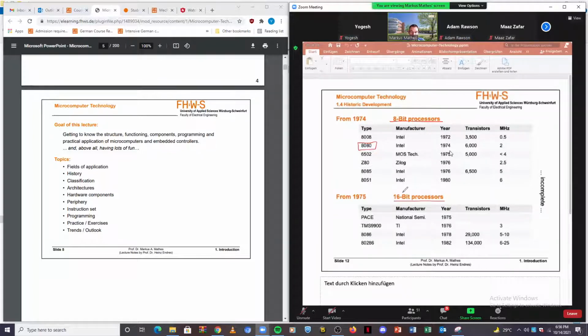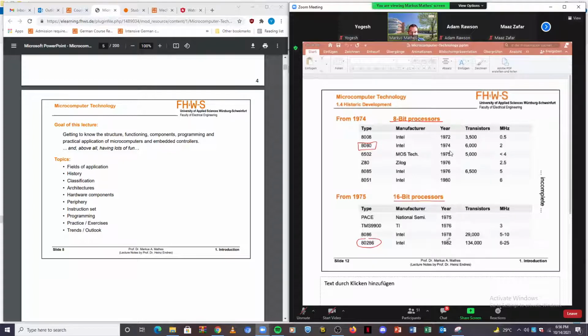Here are some examples for 16-bit processors from Intel. There was the 80x86 series. Here's the 80286. That was the first machine where you can play Doom on. Some of you, I think Sam, have mentioned Doom in the chat. So the first Doom has been powered by, or can be run on, an 80286.